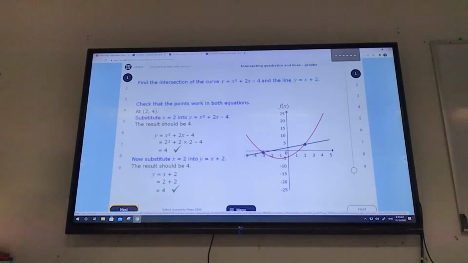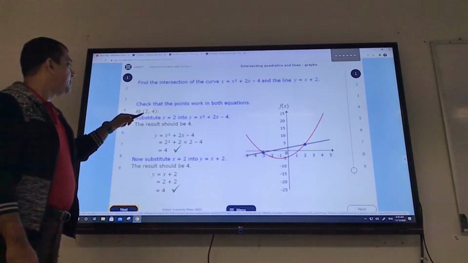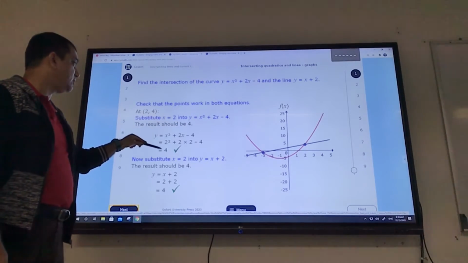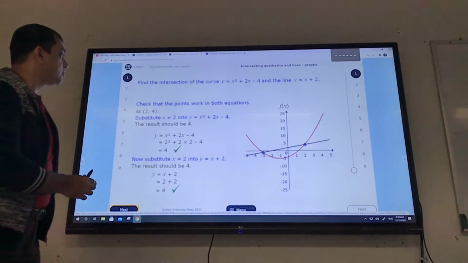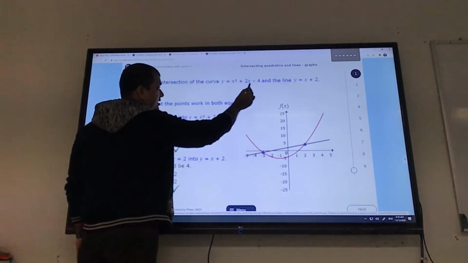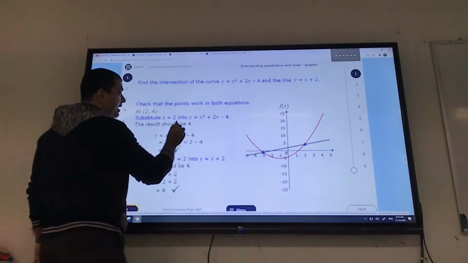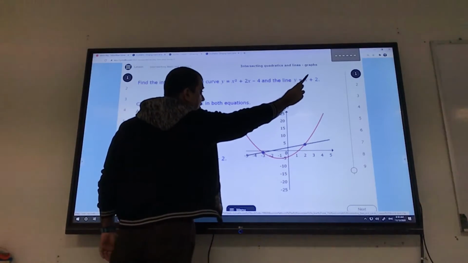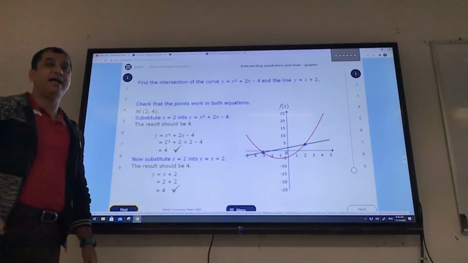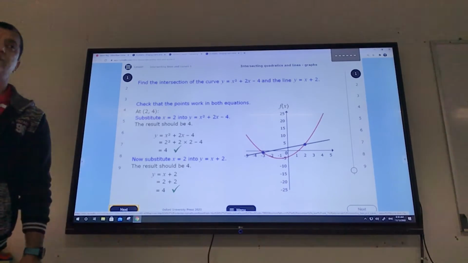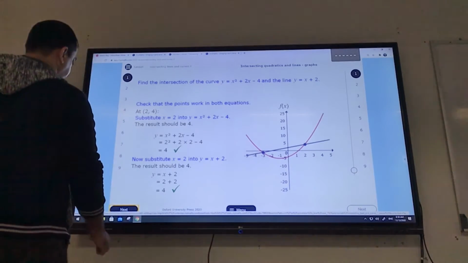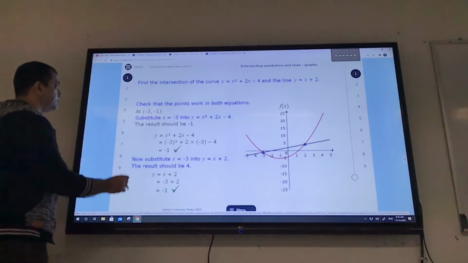We can check it. We take x equals 2 and put it in the curve, you get y equals 4. You plug in x equals 2 in the curve, this quadratic equation, and plug in x equals 2 in this line. You get the same value of y, 4 and 4. That shows that these points of intersection are perfect, correct.